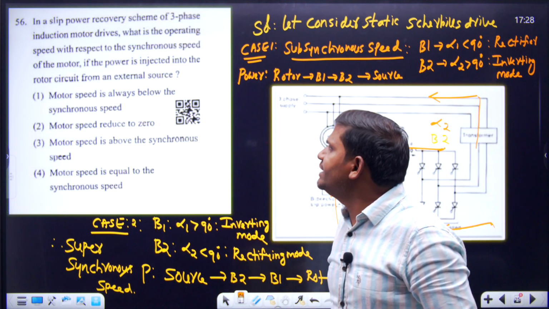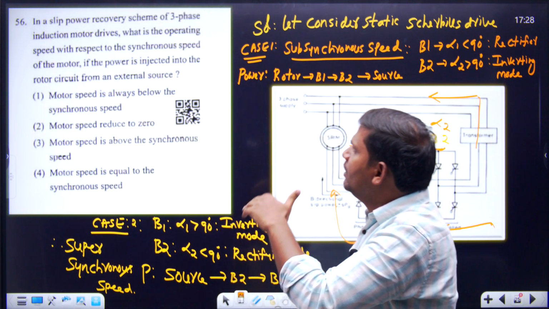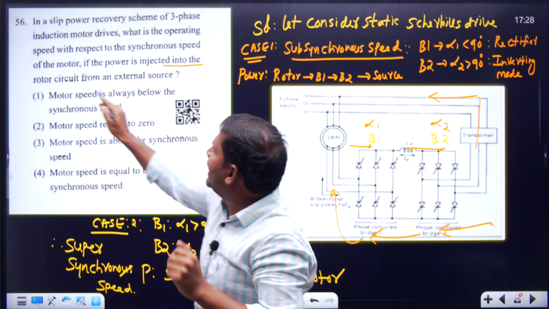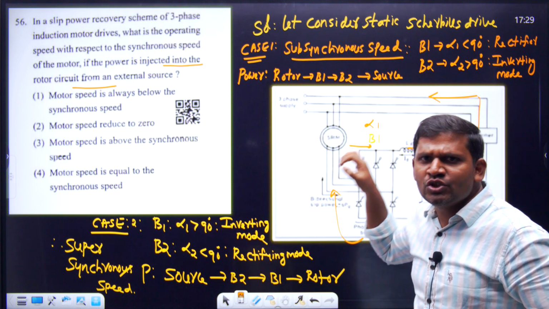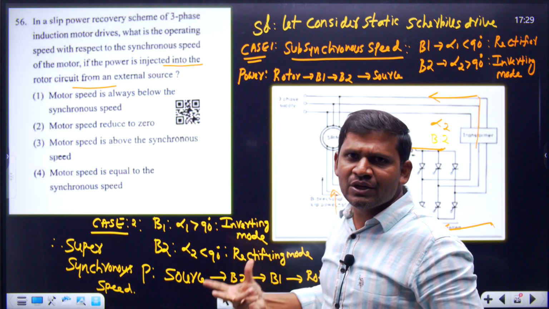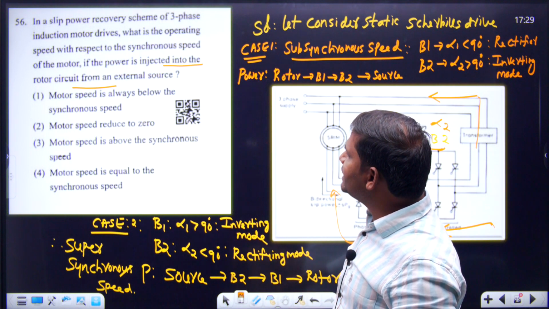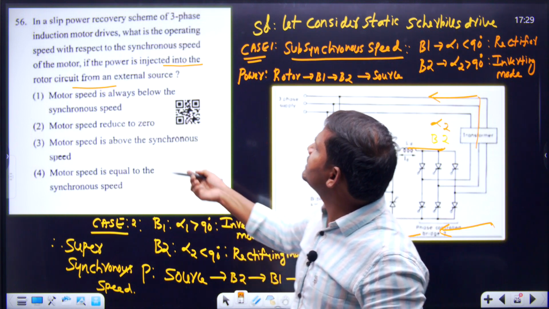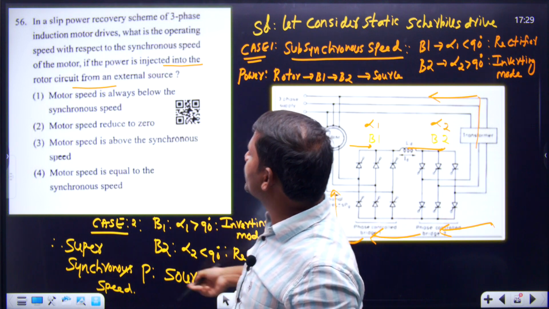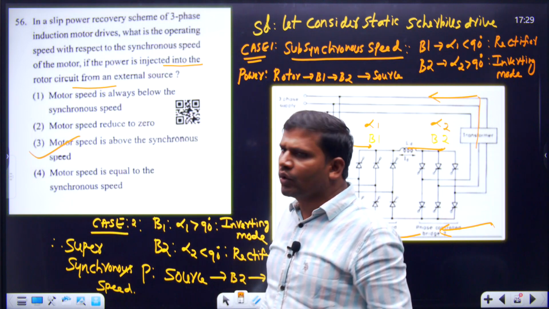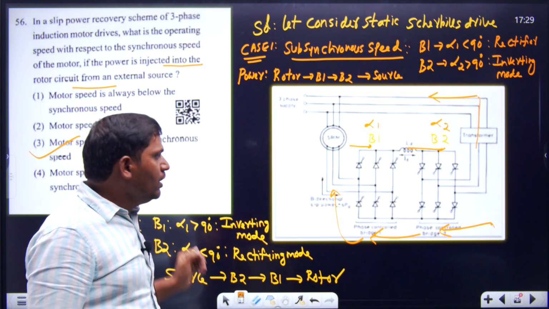What is the question asked here, students? What is the operating speed with respect to the synchronous speed if power is injected into the rotor circuit? To inject the power into the rotor circuit, it must run at super synchronous speed, in the sense greater than the synchronous speed. That is, motor speed is above the synchronous speed. That is called super synchronous speed. Then only power is injected into the rotor circuit.